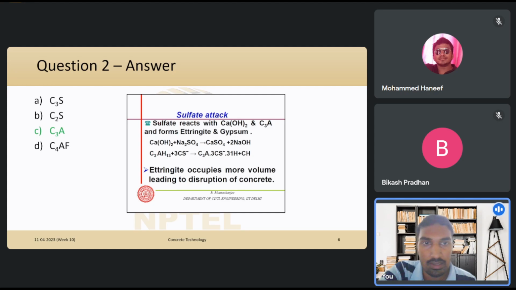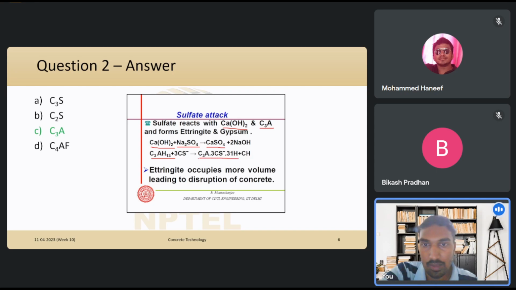In the sulfate attack, we have Ca(OH)2, which is the calcium hydroxide, as well as C3A from the cement, which participates in the reaction, right? Initially we have sulfates like sodium sulfate or calcium sulfate, and they react with the calcium hydroxide and form calcium sulfate. You get gypsum formation. In the second step, the C3A reacts with this gypsum that is formed to form ettringite, right?